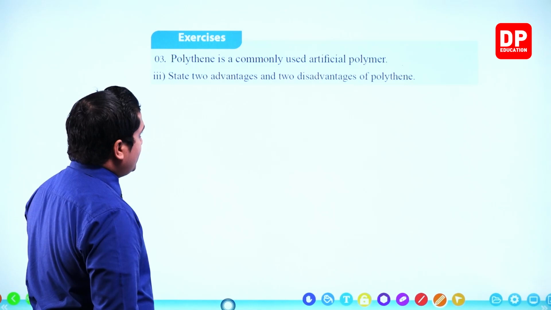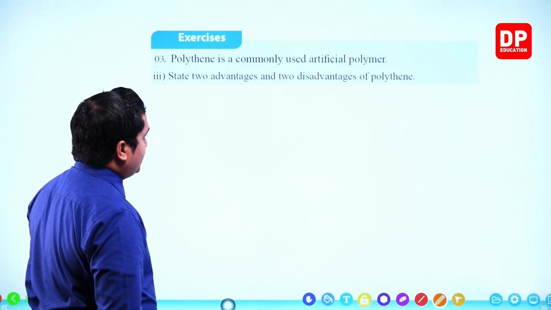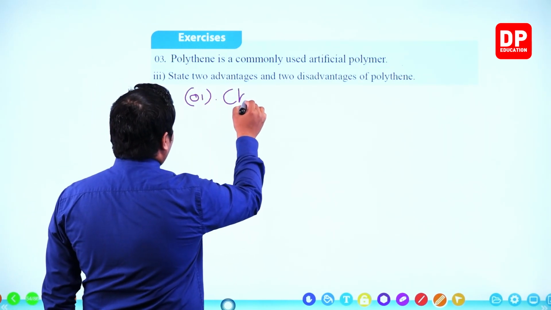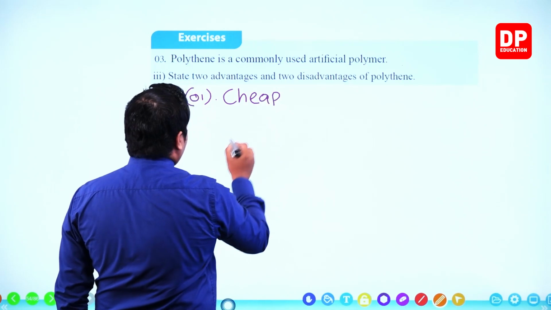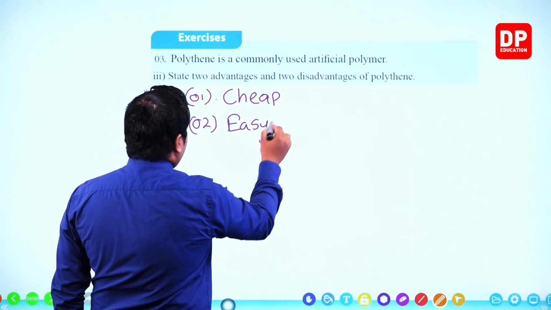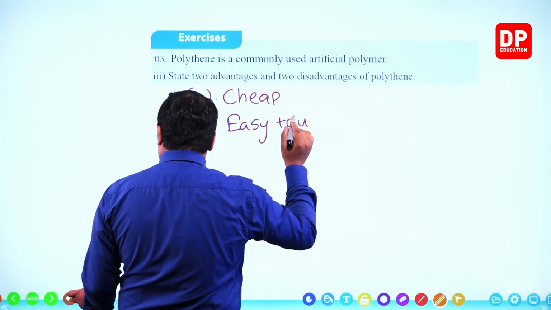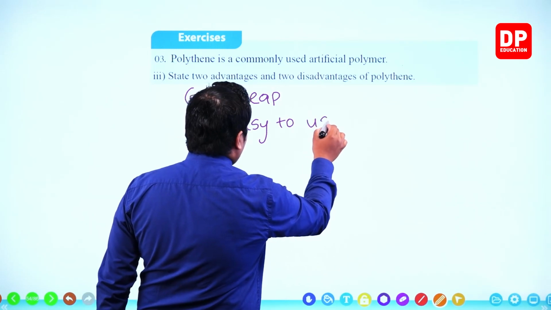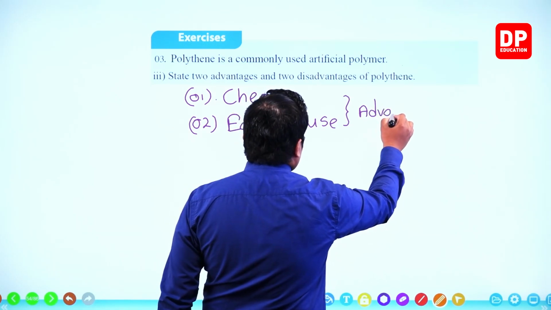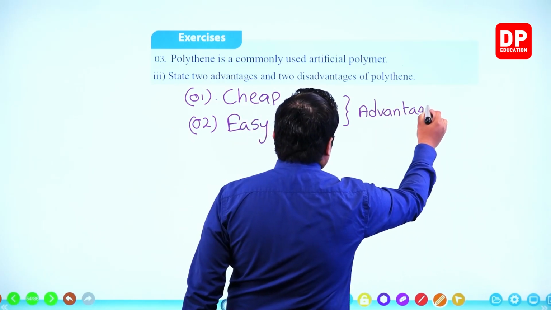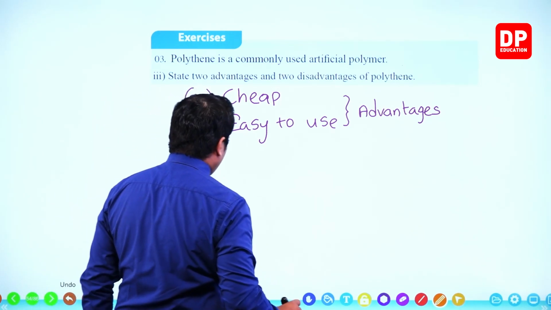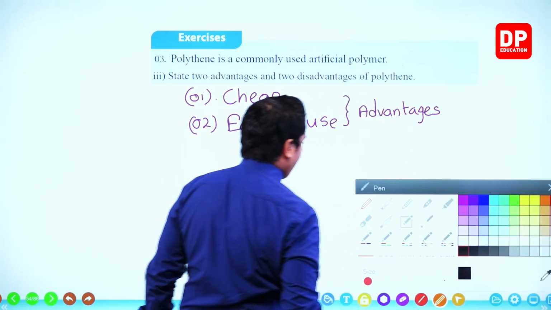State 2 advantages and 2 disadvantages of polythene. First of all, we'll write advantages. Number 1, cheap. Number 2, easy to use. So these are advantages.